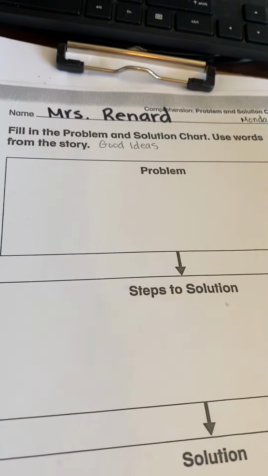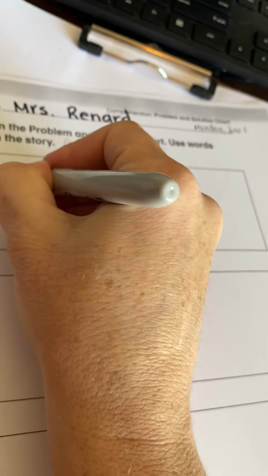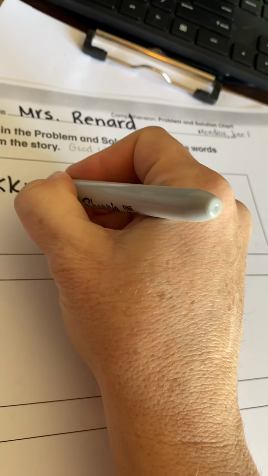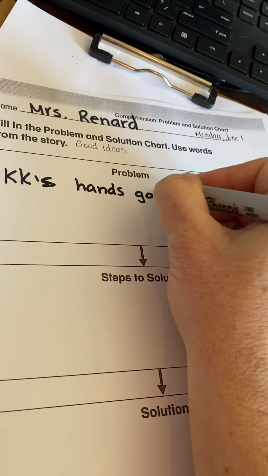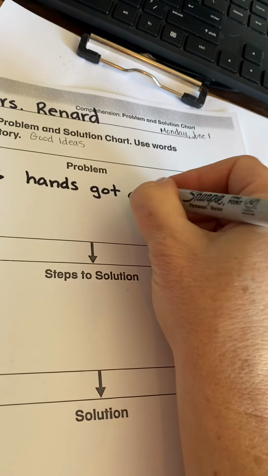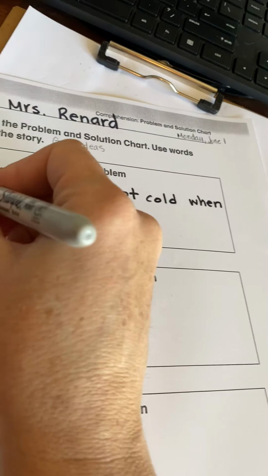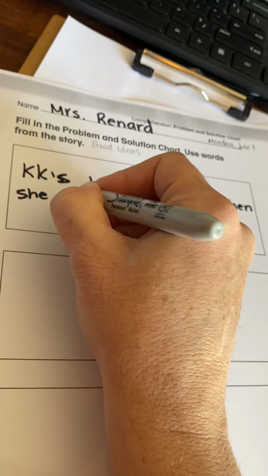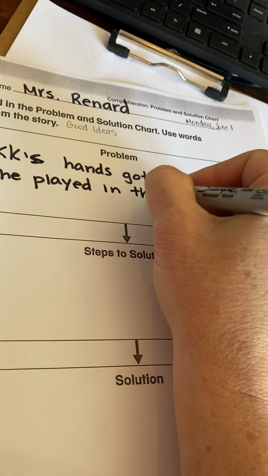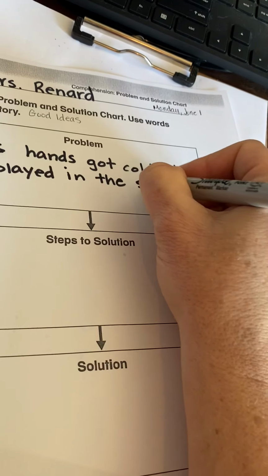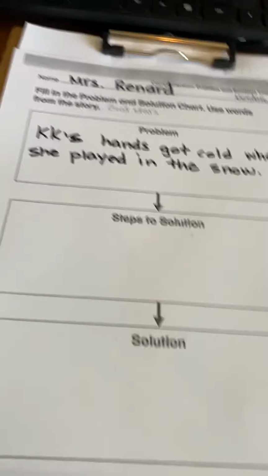So the problem in this story is that KK's hands got cold when she played in the snow. That's a definite problem. Her hands got cold when she played in the snow.